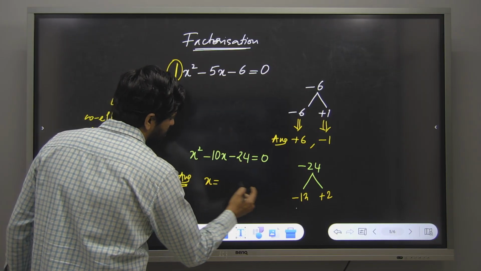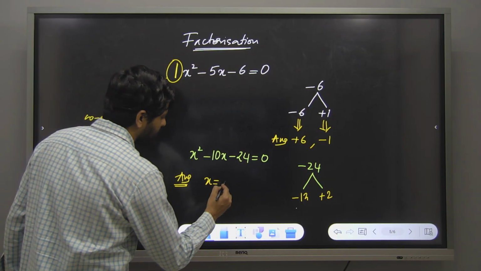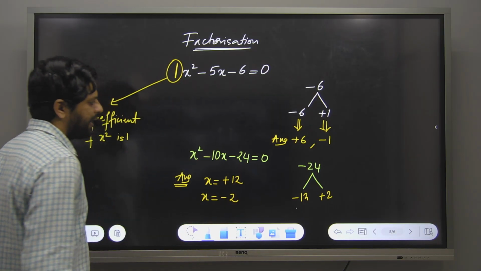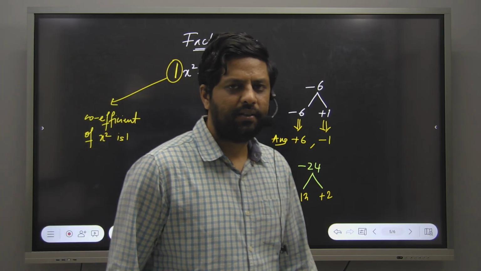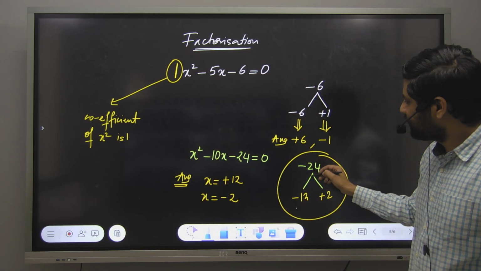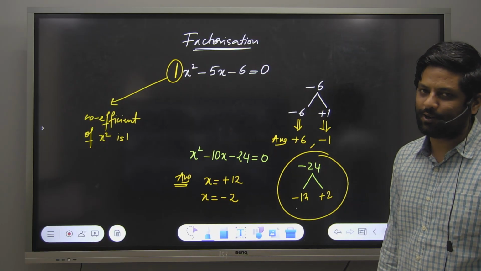Directly, plus 12 minus 2. Change the signs: minus 2. Plus 12 is equal to minus plus 2. X is equal to minus 2. Okay? Now this was a trick, but this should be correct. If this is correct, only the trick will work out.